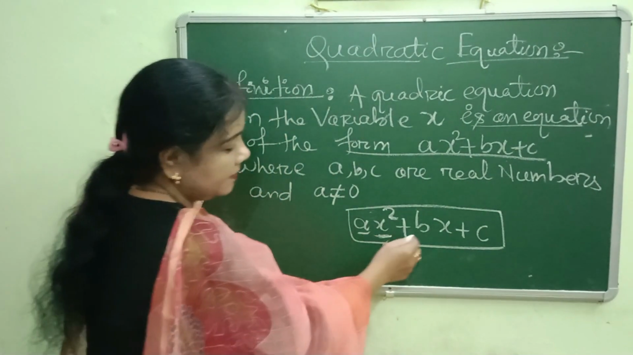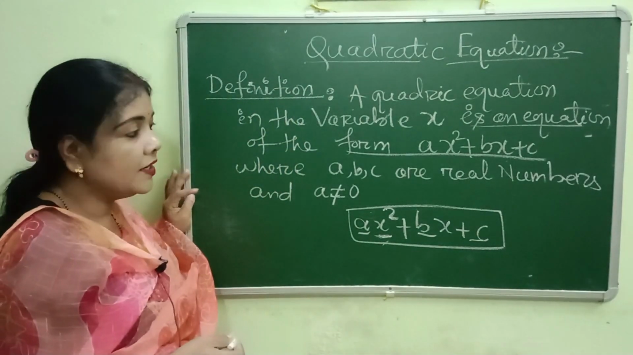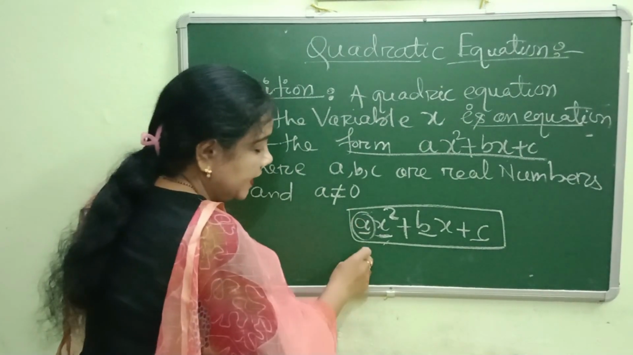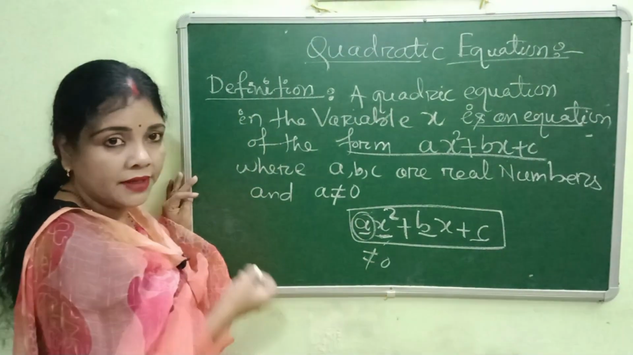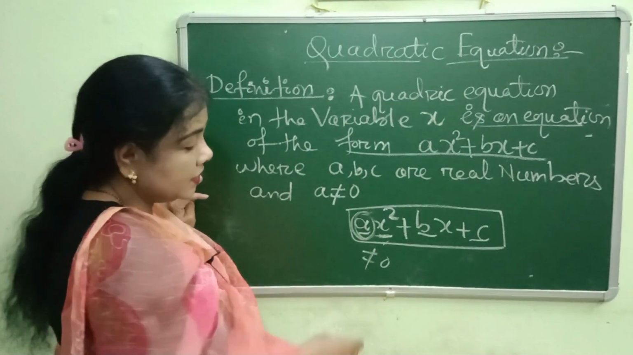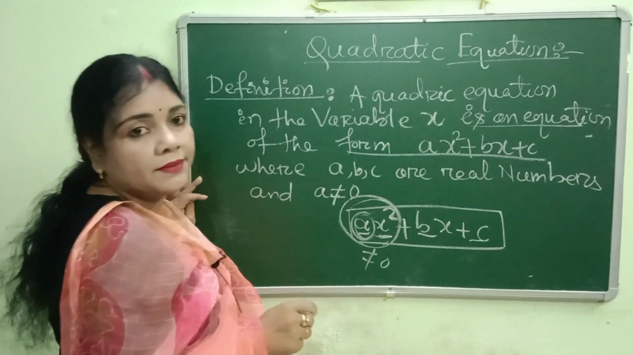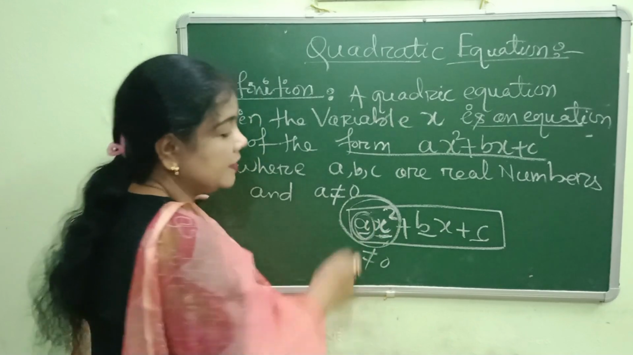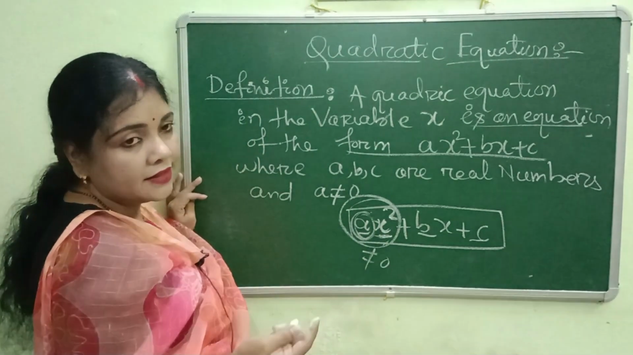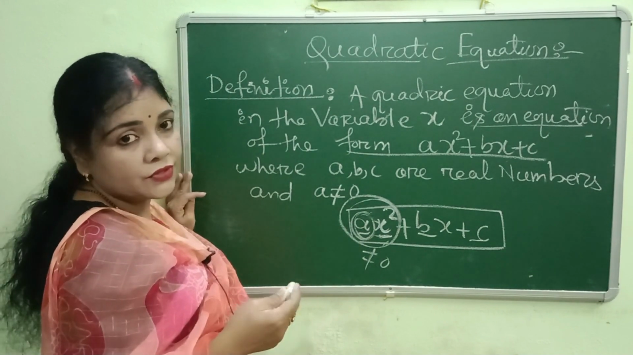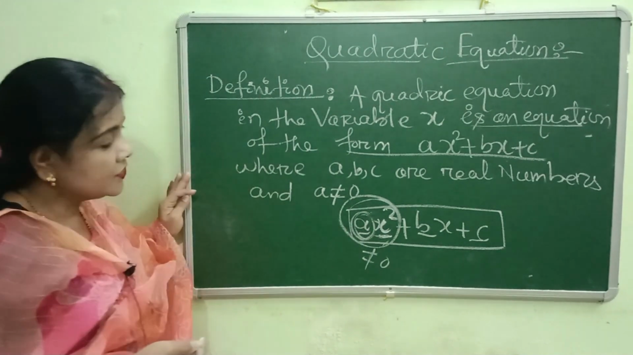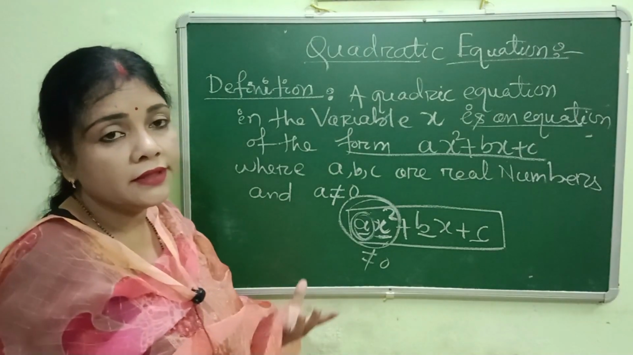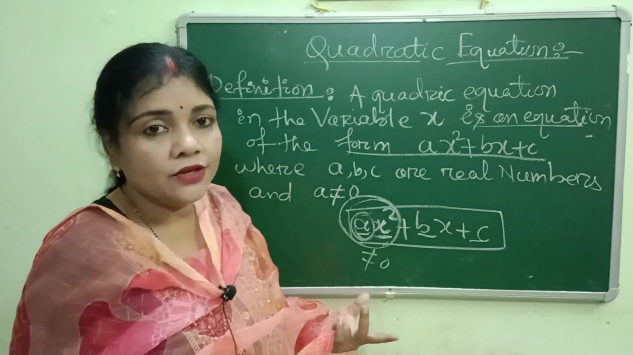Here a, b and c are real numbers. And most importantly, you have to remember that a is not equal to 0, because if a is 0, the whole term will be equal to 0. That means there will be no term like x square, and if there is no x square term, the equation cannot be a quadratic equation. Now let us solve one question to check whether an equation is quadratic or not.